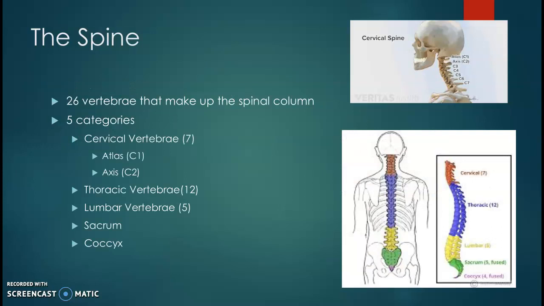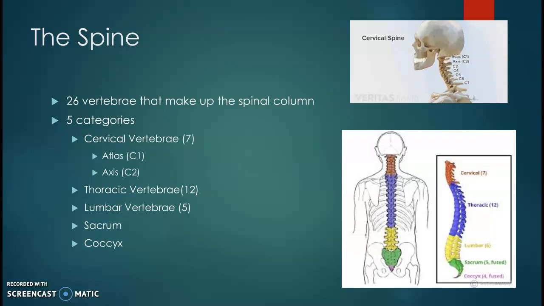Next, we're going to discuss the spine, also known as the vertebral column. There are 26 vertebrae that make up the spinal column, and there are different categories that these bones can be placed under. The 3 types of vertebrae are cervical, thoracic, and lumbar vertebrae.